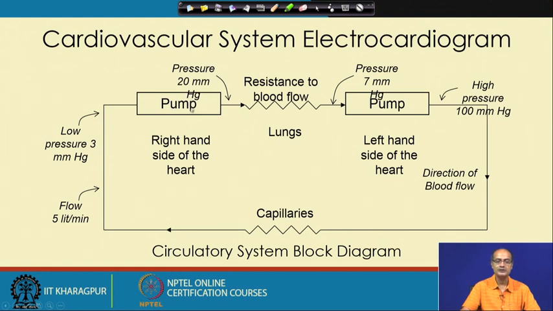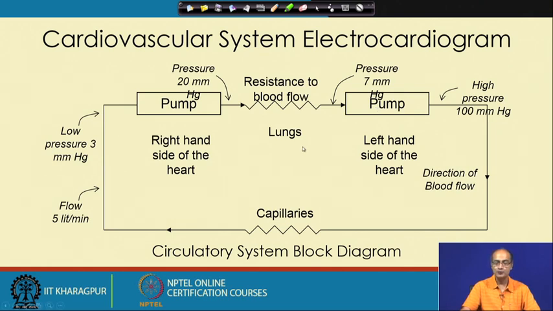What is the job of this smaller pump? This pump increases the pressure up to 20 millimeter of mercury, and it throws the blood to the lung, where the exchange of oxygen and carbon dioxide takes place, and from the lung the blood which is rich in oxygen comes to the second pump, the stronger pump.